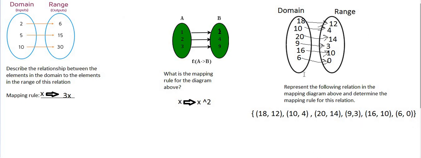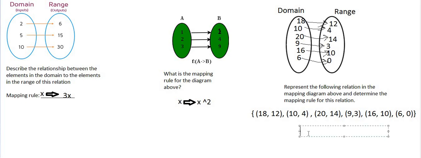Now that we've put all the values in our mapping diagram, let's figure out the mapping rule for this relation. What can we do to these values in the domain circle, or the x values, to get the values in the range circle, or the y values? What can we do to 18 to get 12? We can subtract 6, right? Let's see if it works for this number. 10 minus 6 is 4, yes. 20 minus 6 is 14, 9 minus 6 is 3, 16 minus 6 is 10, and 6 minus 6 is 0. So we notice a pattern that works for all of the numbers.